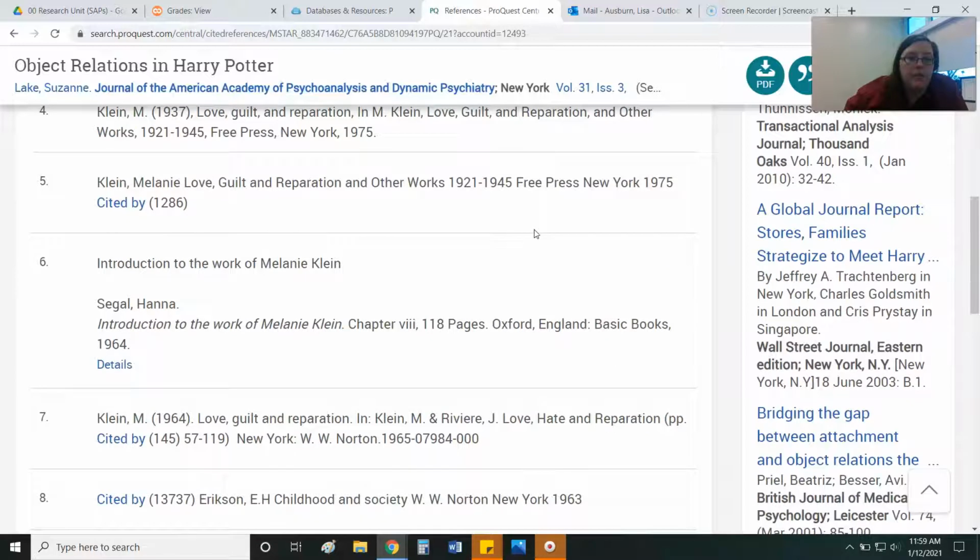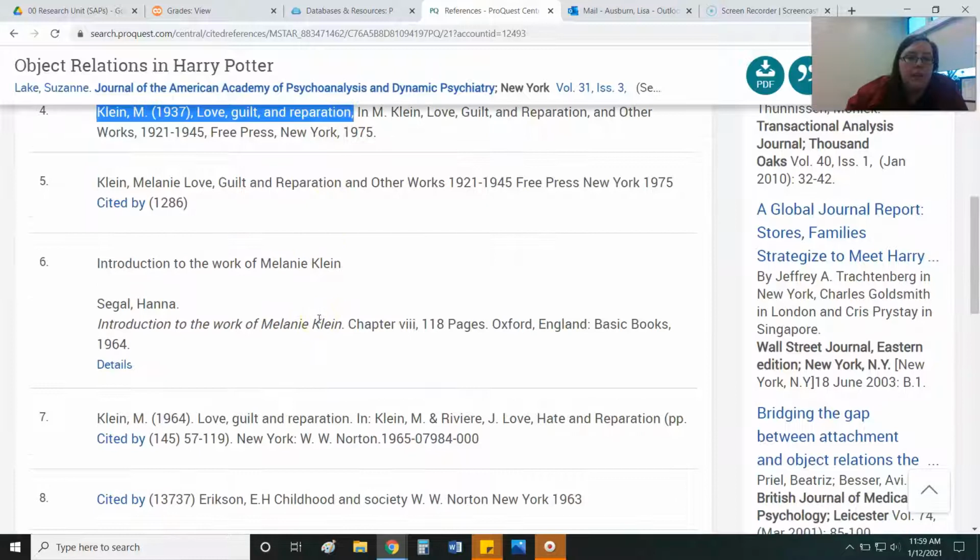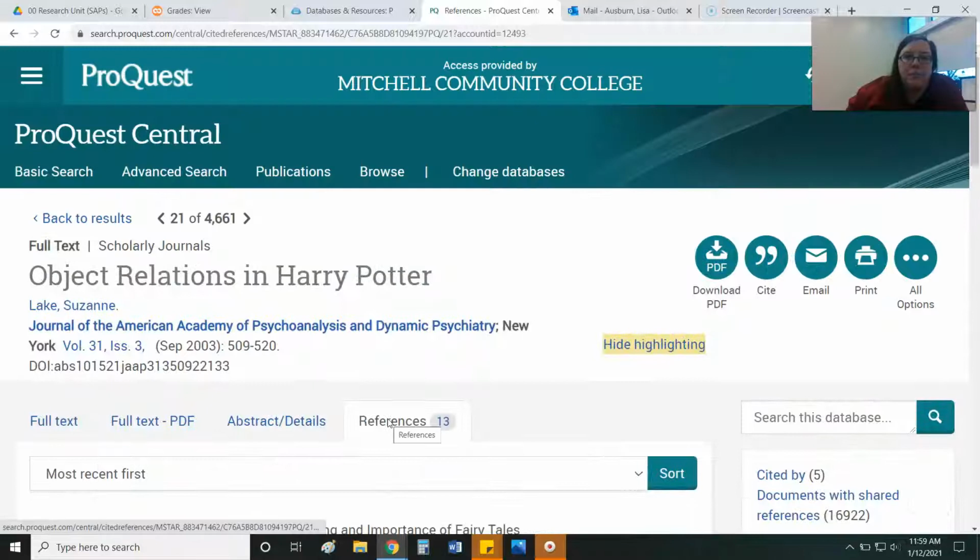And I think what ProQuest is doing is counting every instance of a source being cited. So for example, we see that the author has cited M. Klein's text, Love, Guilt, and Reparation. And then also again down here. So it looks like ProQuest is double counting some sources. If you're looking at your references page and there's pages and pages of references or sources listed, just use the number that's found here. Otherwise, if there's just a couple, I would just count them out yourself.